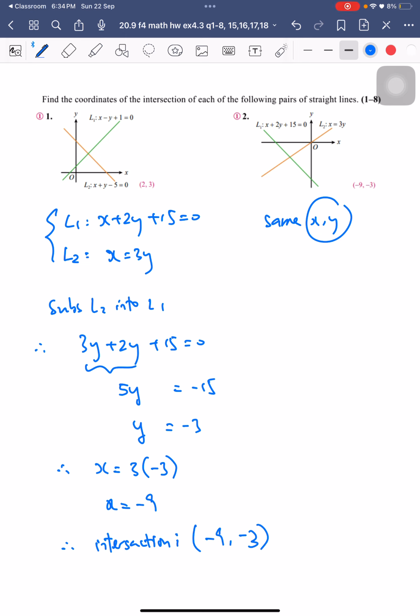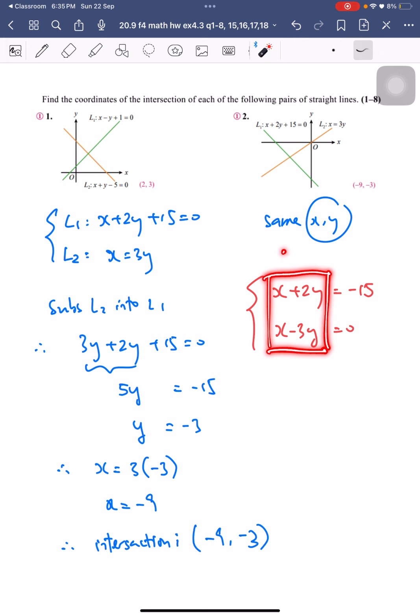Okay, so that's how you find the coordinates of the intersections, or you can actually use program 1. Do you still remember it? For example, I can change it to x plus 2y equal to negative 15, x minus 3y equal to 0. That is, you move all of the variables to the left, so x and y are on the left hand side, and on the right hand side of the equal sign is the constant, only the number.